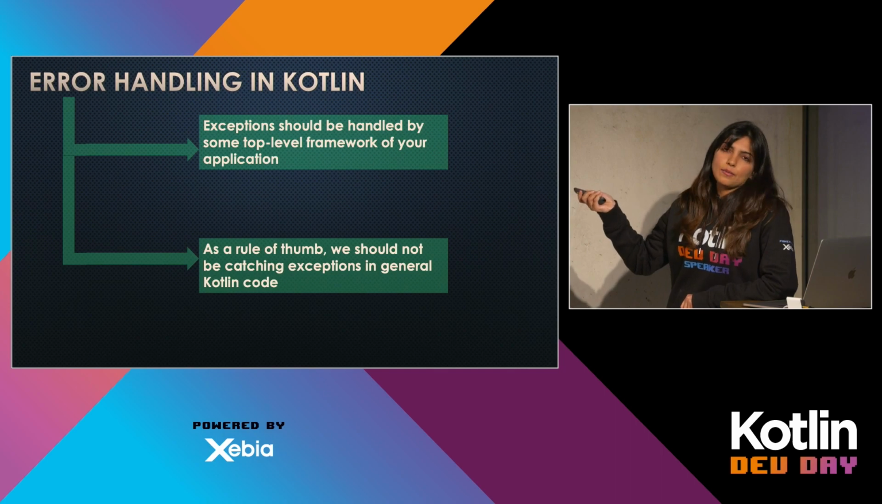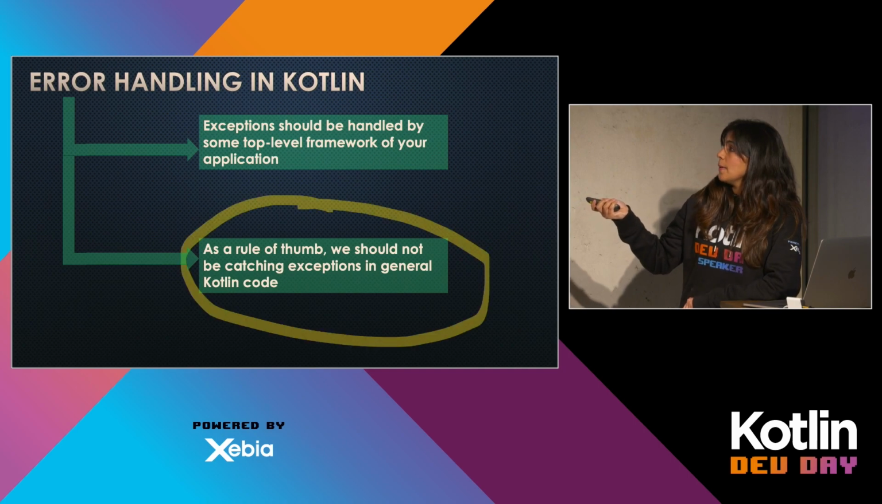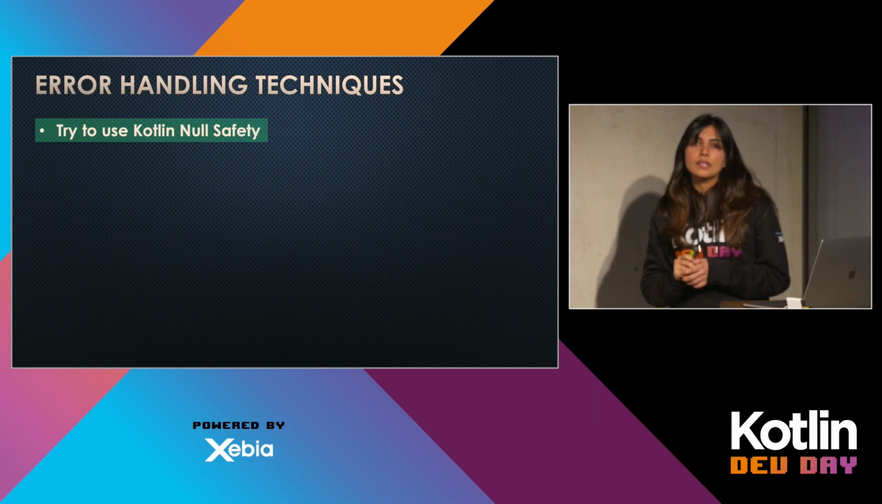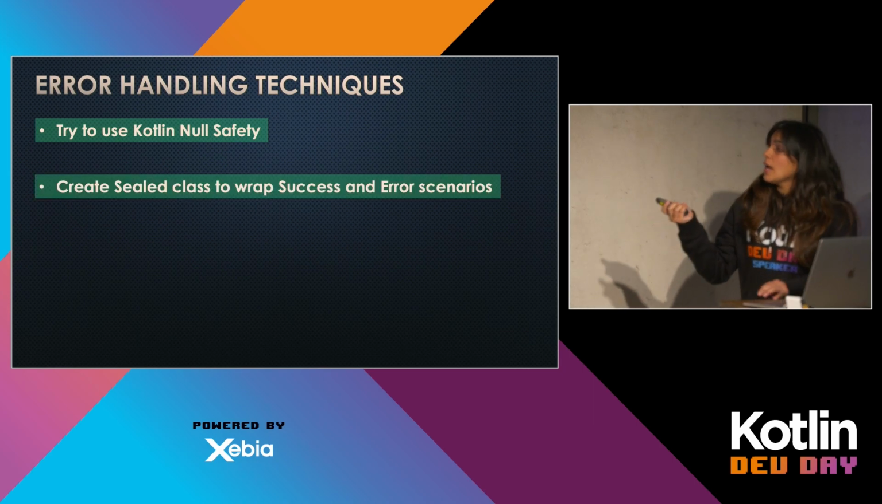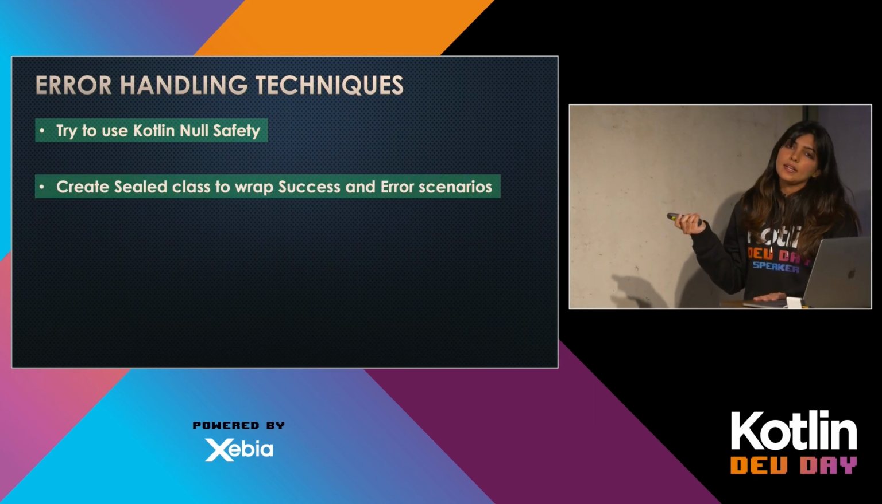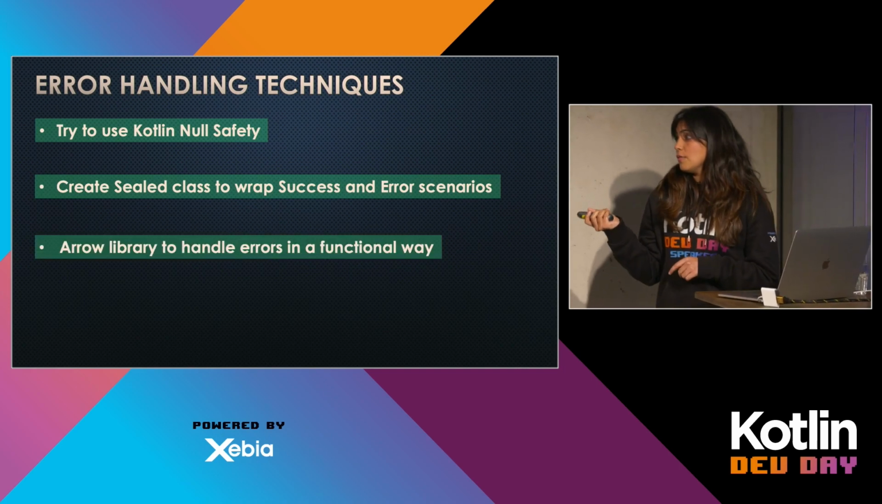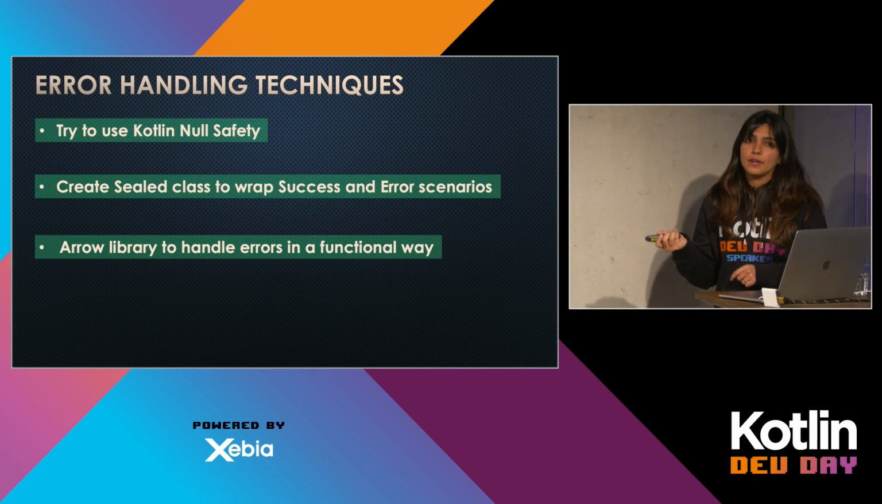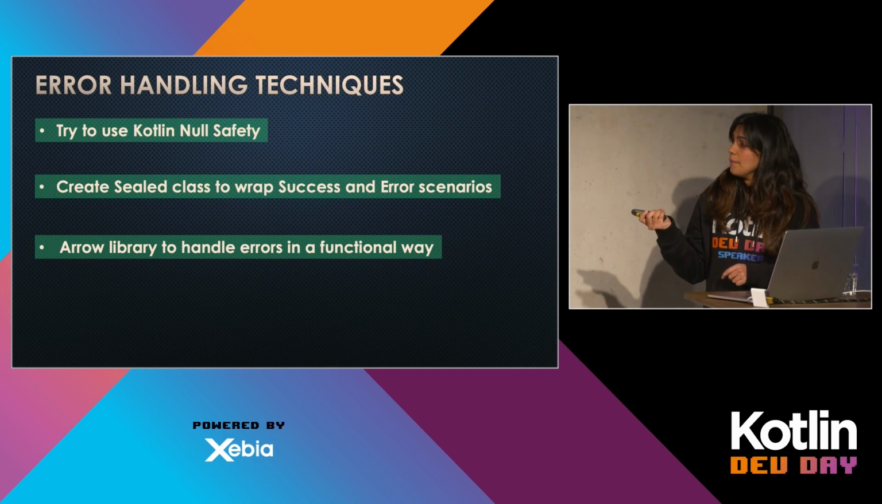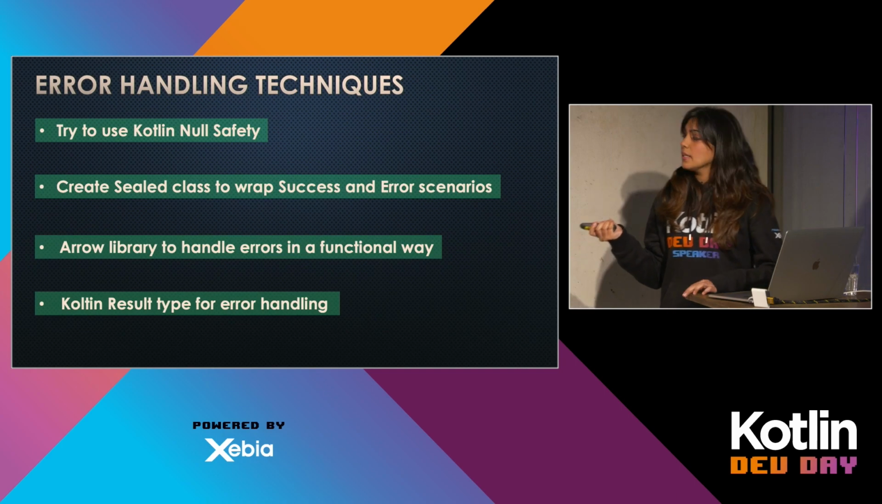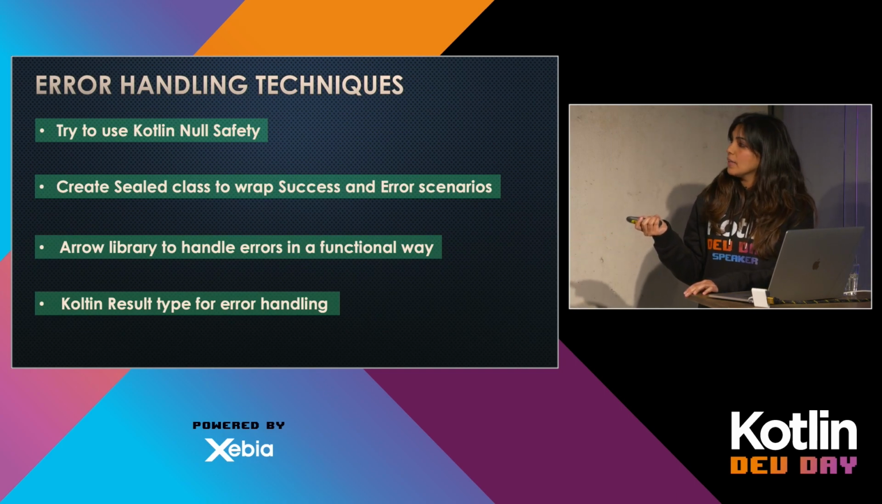What are the techniques that we can use? Because we don't want to catch exceptions, but we have to handle those error conditions. So one of the techniques is to use null safety within Kotlin. Another one is to create sealed classes in order to map success and error scenarios. The third one is, of course, to use the Arrow library to handle errors in a functional way. And Kotlin also provides you a Result data type that can be used for error handling.